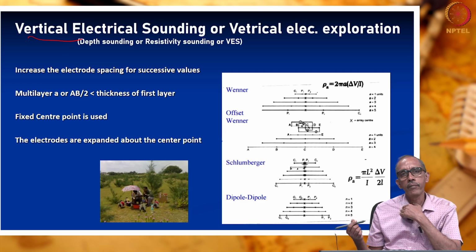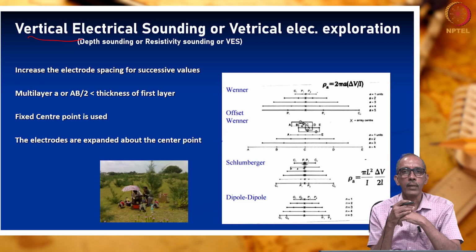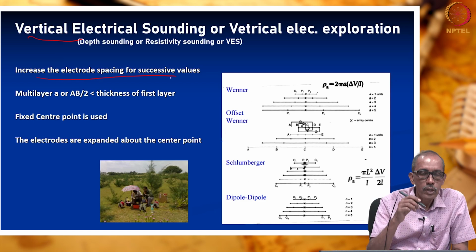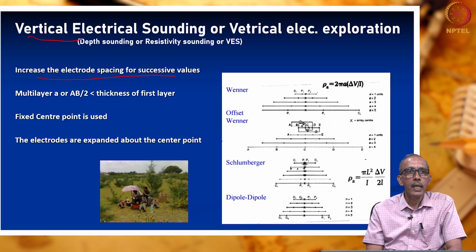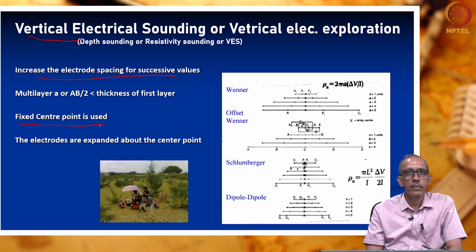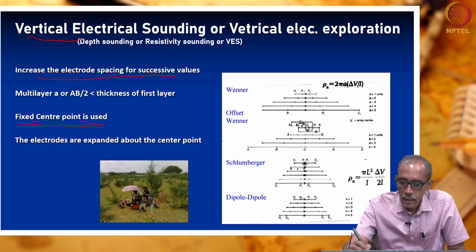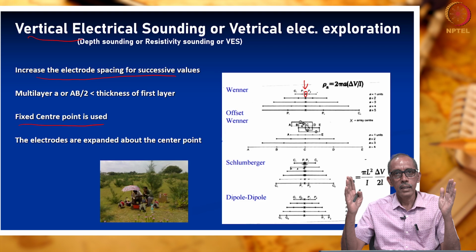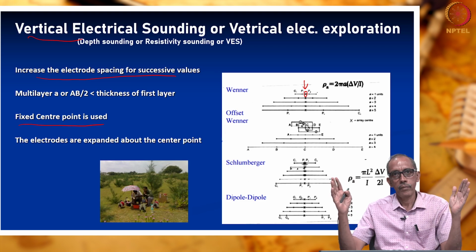How can we achieve this? We have already seen depth is related to the distance between the electrodes, isn't it? So, what we are going to do is progressively increase the spacing between the electrodes, but we will keep the center point the same. That means our station location will remain the same. So, for example, this is our station location. The station location remains the same, but we are progressively changing the distances between the electrodes.